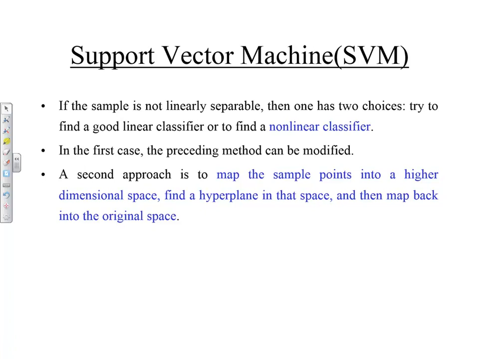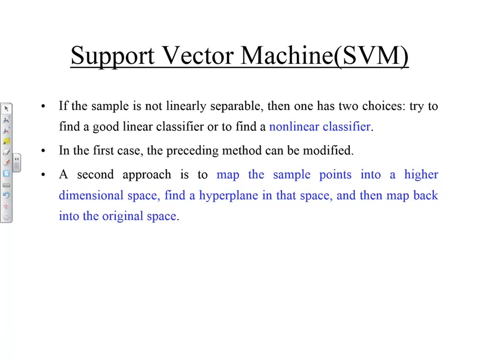Now, if the sample is not linearly separable, like you cannot separate it with a hyperplane, then you can do some approximation. You could get a good linear classifier, but you'll make some mistakes. You cannot separate the sample completely. You can still stick in a linear classifier and make some mistakes. Or the other option is you have to find a nonlinear classifier. So in the first case, to get a linear classifier, you'll use the same kind of method that we've used, except that there will be some mistakes made.